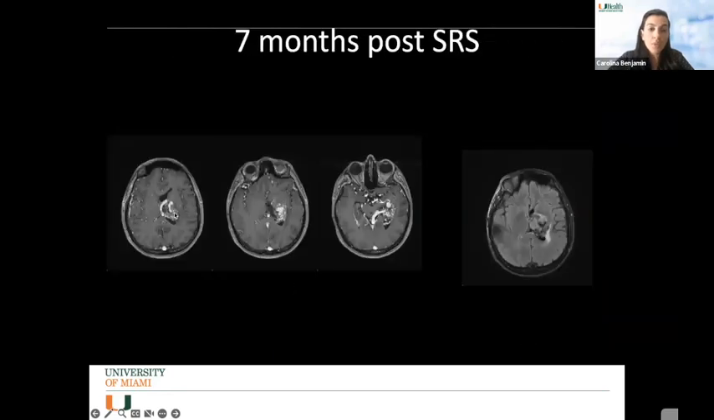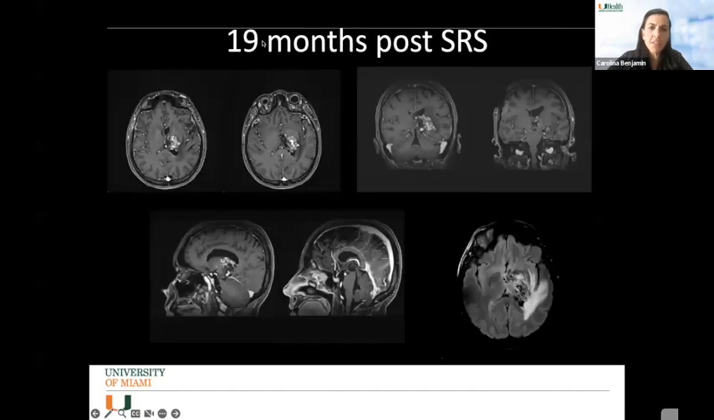So this is 7 months post SRS. There's been significant involution, again only on MR imaging. She had a little bit of edema. She had this pre-treatment and that wasn't concerning me too much. But at 19 months post-op, I'm very happy with what I'm seeing on the MRI, but the patient got significant edema and is paying a price now.